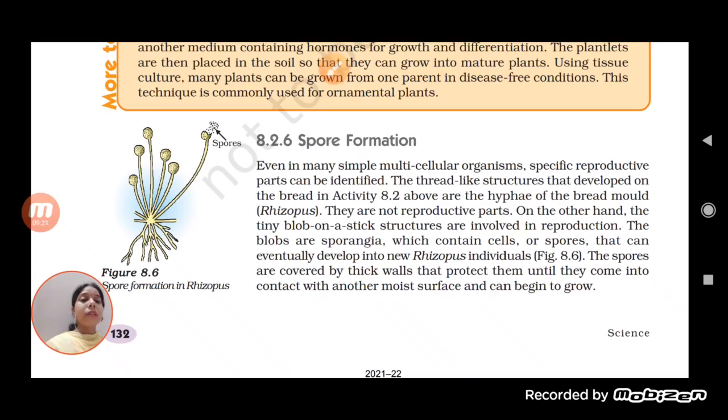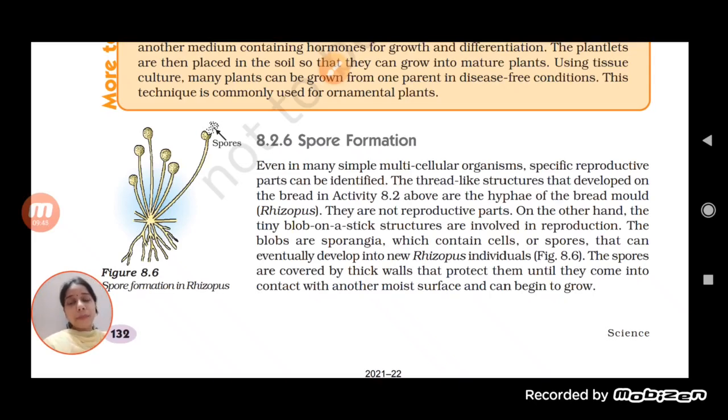Basically, see students, in a simple multicellular organism there are specific reproductive parts which can be identified, like in the case of fungi. What happens in the fungi? Fungi are of different types, students. In one of the fungi you will find a thread-like structure that basically develops on the bread. You have heard about bread mold.